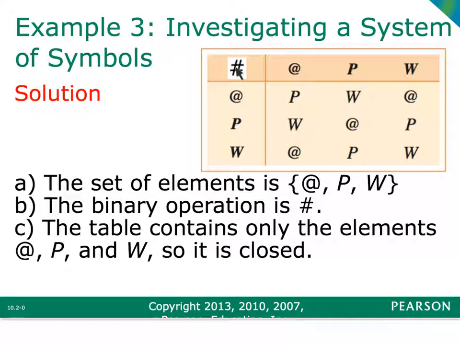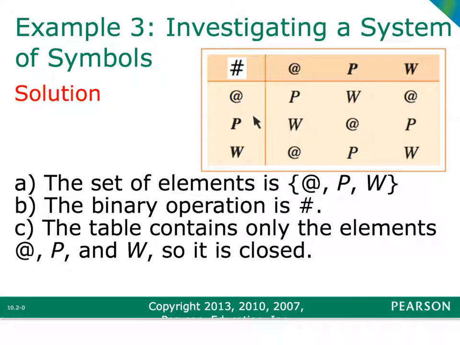You're going to see a table like this. This is our operation, that thing in the upper left corner. These are our elements: the @ symbol, the P, and the capital W. They're going across and they're going down. So now we can say @ number @ gives us P, like 2 plus 2 gives us P. P number @ gives us W. P number W gives us @, and then we can do it for every other row too.